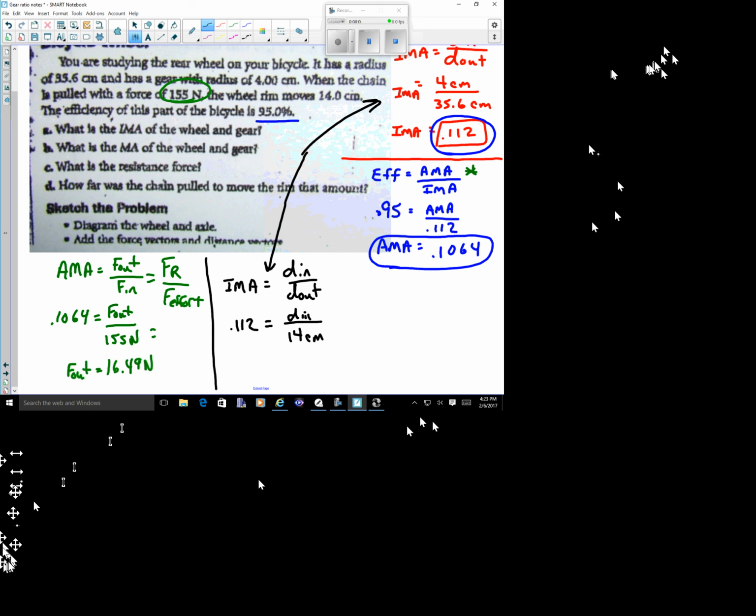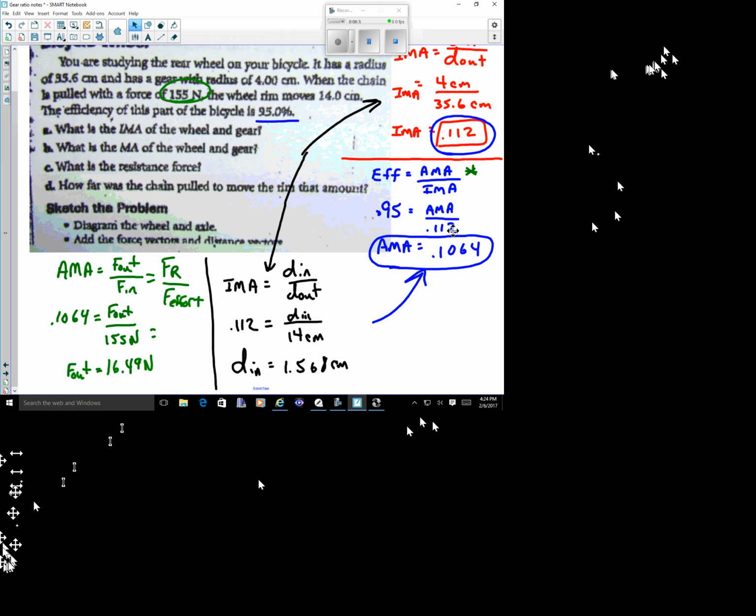Once again, we're going to cross multiply this. So this whole thing is cross multiplication. The distance in: 14 times 0.112 is 1.568 centimeters. Now, I want you to look at this. This is why we go ahead and ride bikes and we don't worry about if things get harder. Yes, the mechanical advantage up here said that things got a lot harder because its mechanical advantage was less than 1. But I want you to look at this.